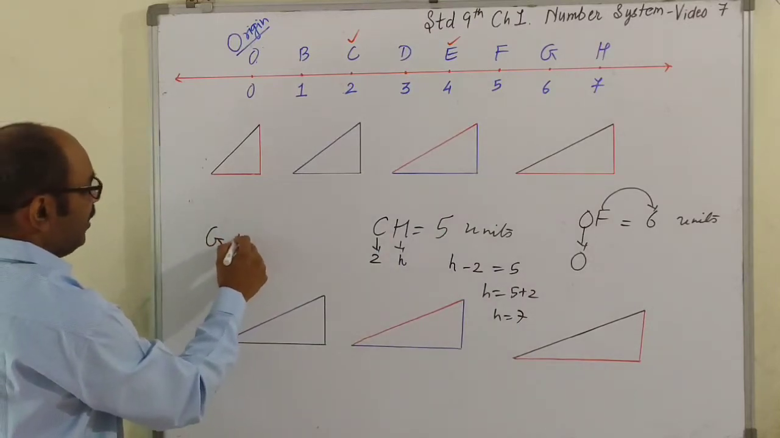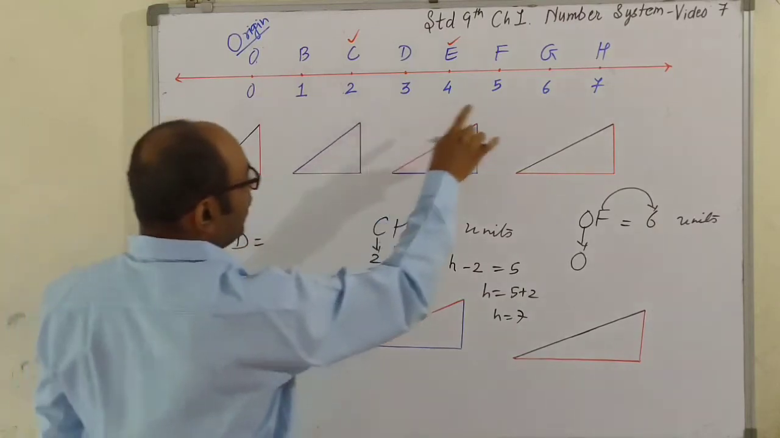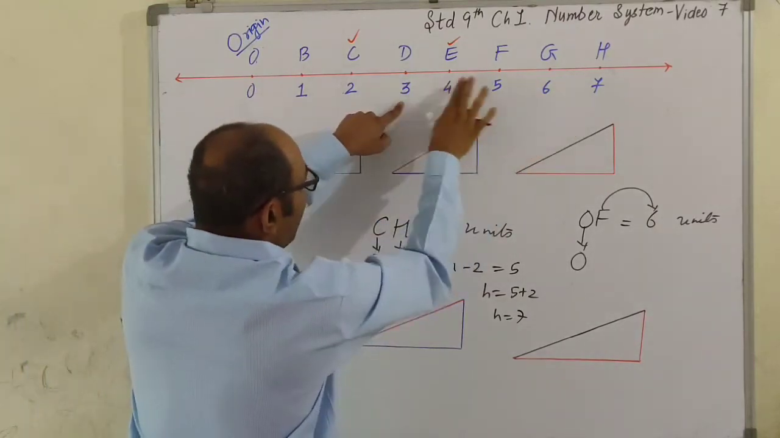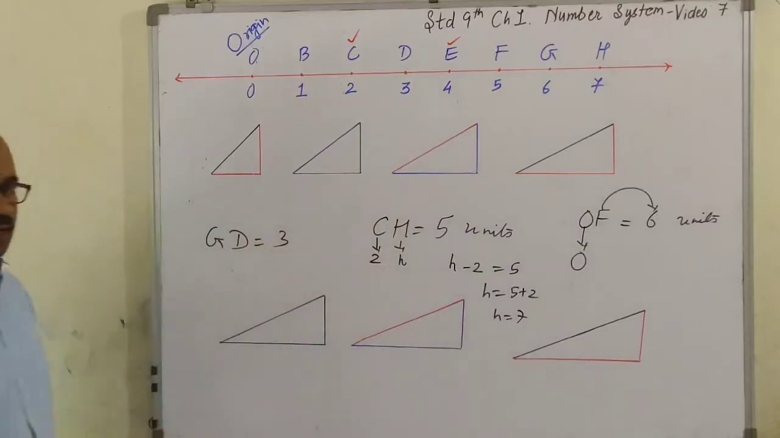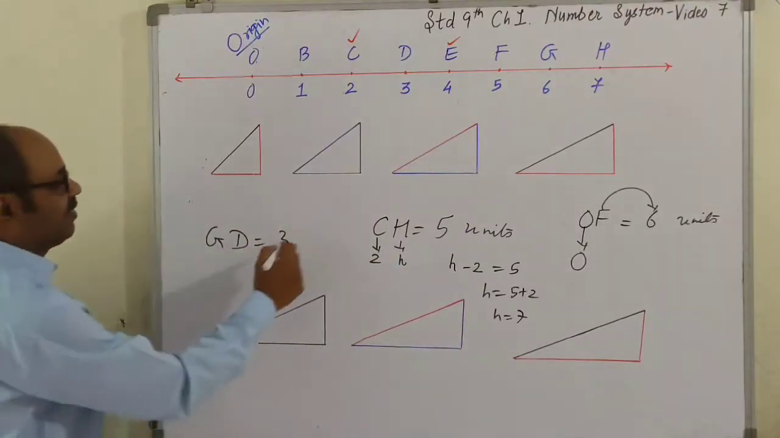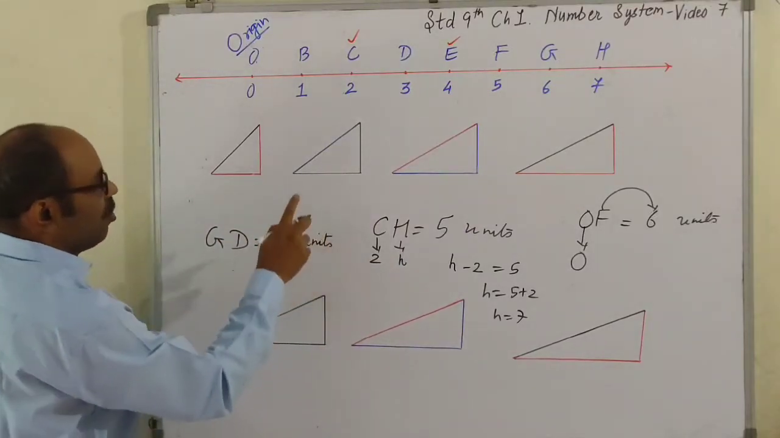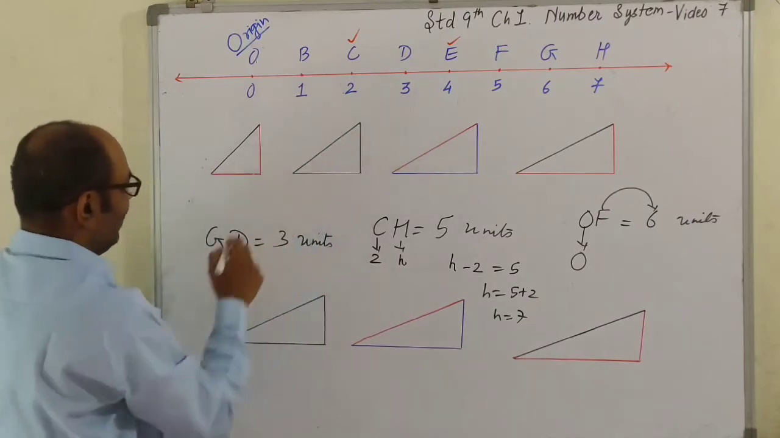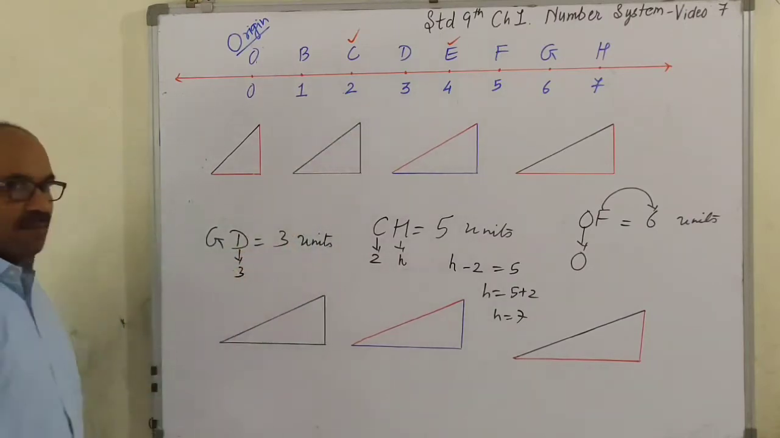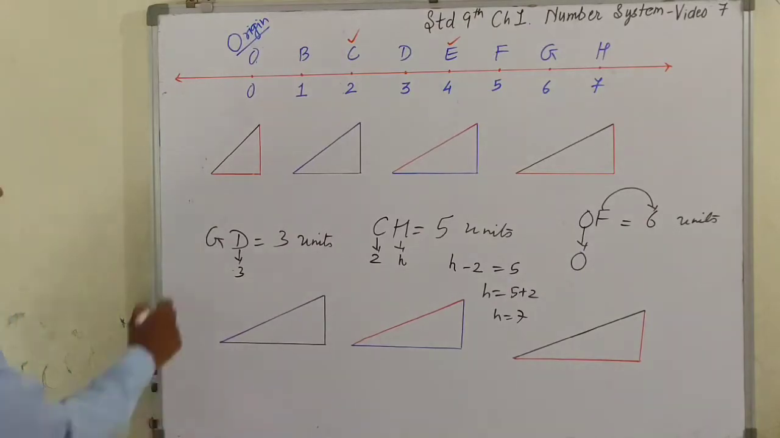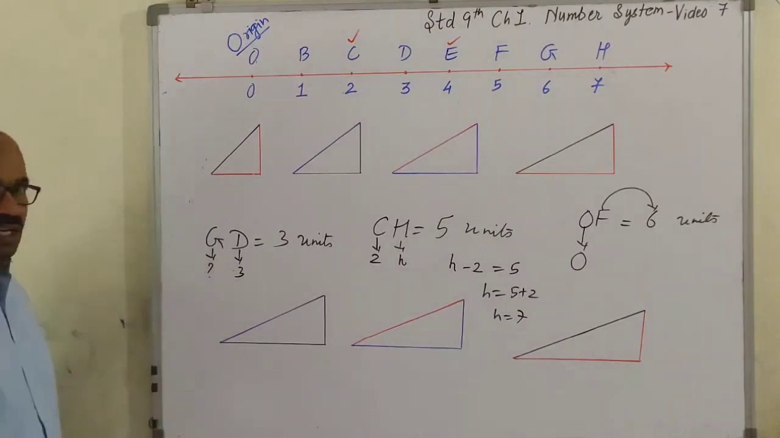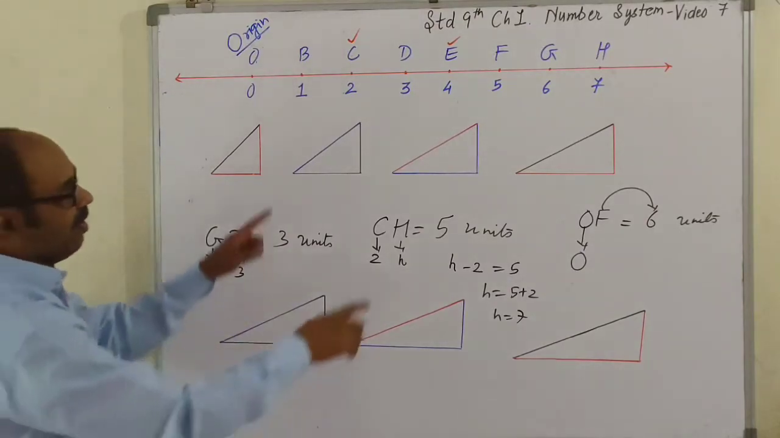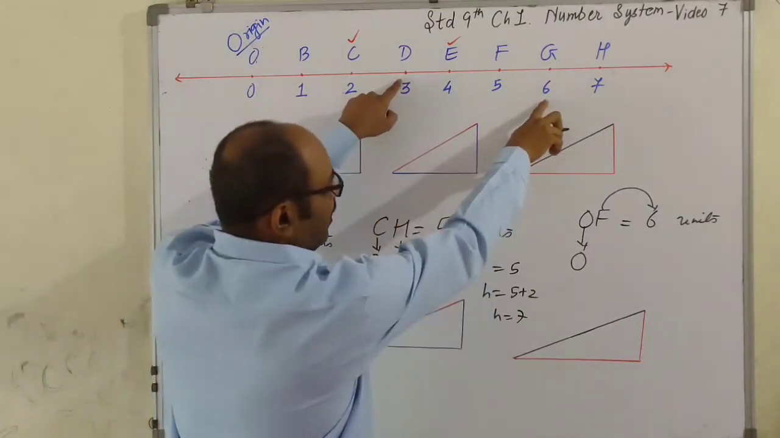Suppose the distance between G and D. G is here, D is here. 1, 2 and 3 units. The distance is 3 units. Correct? Now you know the number corresponding to D, that is 3. The number corresponding to D is 3. Then what is the number corresponding to G, if you want to know that? So see on the number line. D is here, G is here.